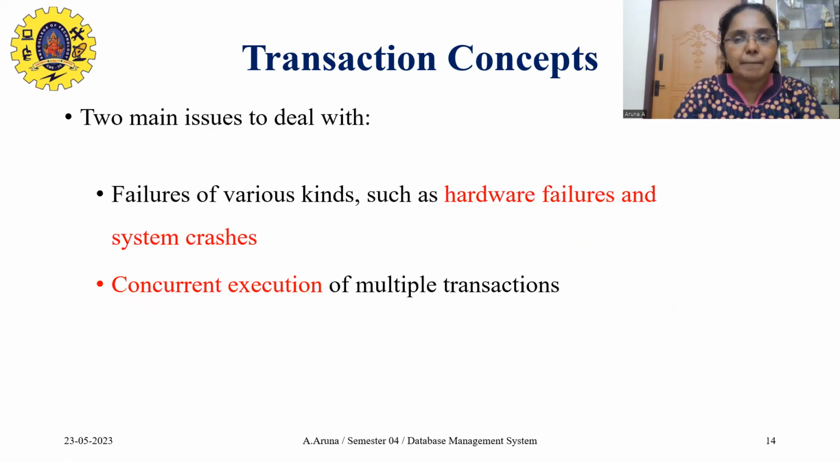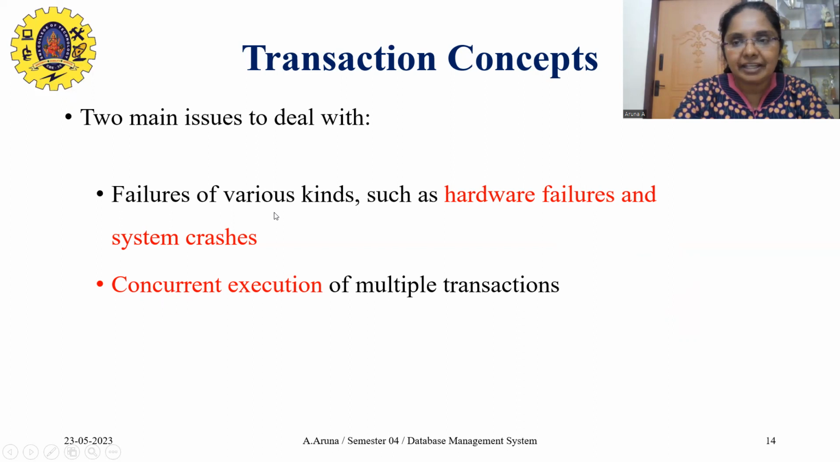So what are the major issues with the transaction concept? There are two types. One is concurrent execution. What do you mean by concurrent execution? It means multiple transactions can take place at the same time. In a bank, not only a single person can access the data; multiple people can access the data at the same time, because the bank server is a single server. So at a time, n number of users can access the data. So concurrent execution of multiple transactions can be a major issue.